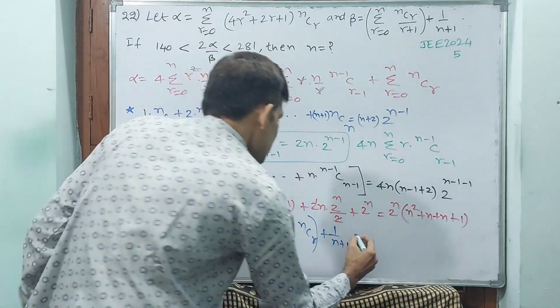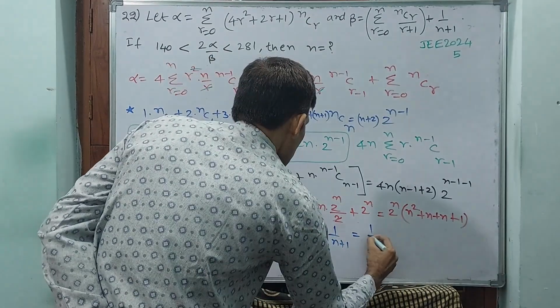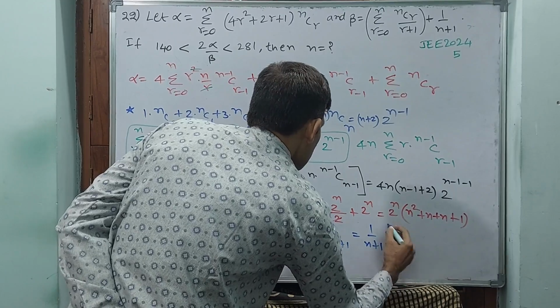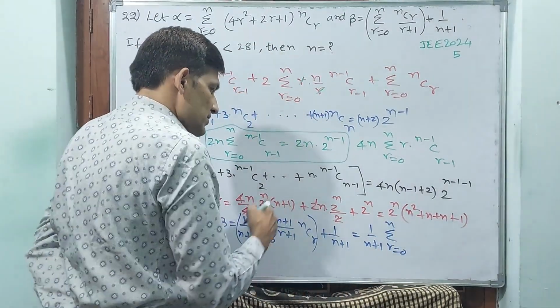Now, how can I change this? I can change like this, you see. 1 by n plus 1 sigma r is equal to 0 to n. Now n plus 1 see r plus 1.